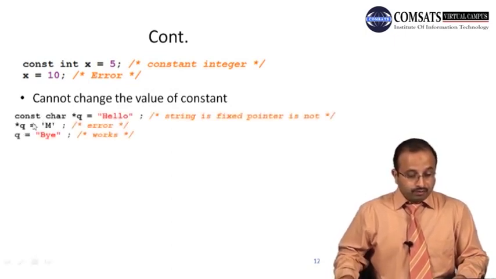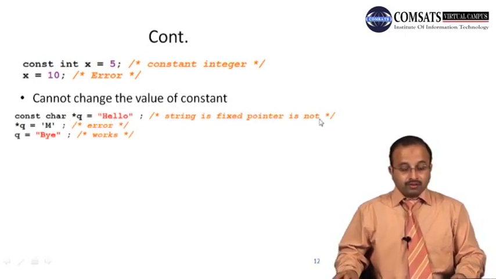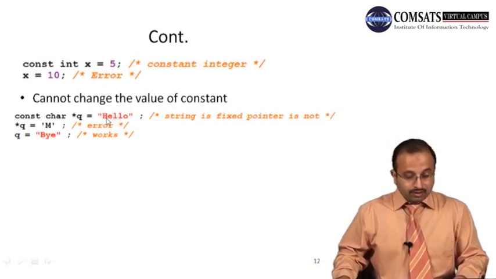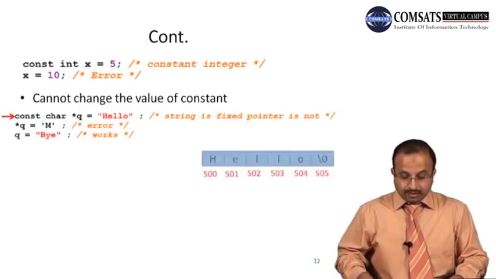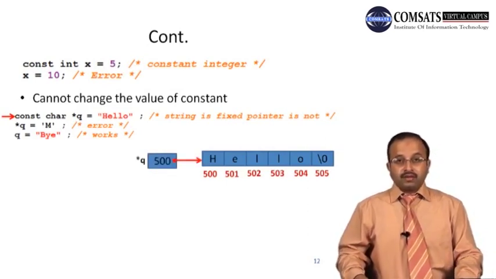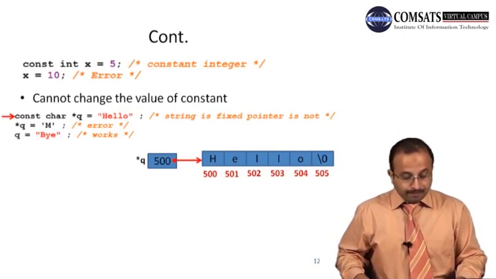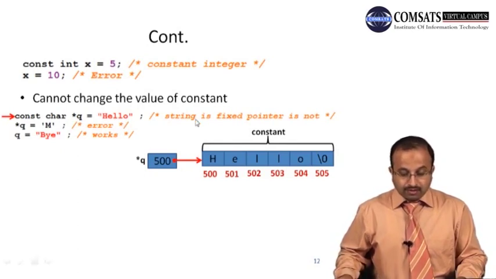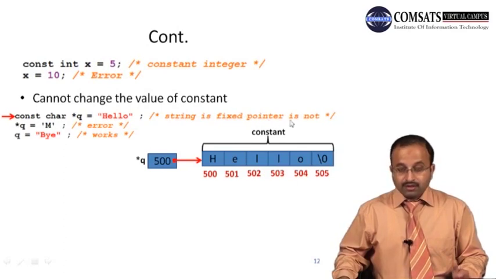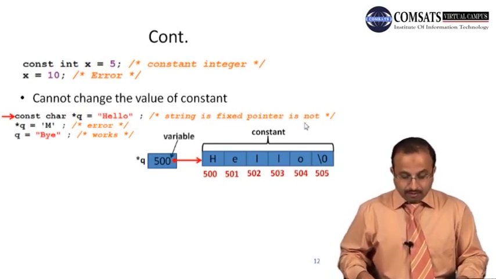Now we have used the word constant: const char static q is equal to "hello". Now in this case the string is fixed and the pointer is not. This means that you cannot change the value of this string. The string "hello" is constant, but the value of the pointer can be changed. If the first statement is executed, memory is allocated for hello and we have a pointer q that points to that memory location जहाँ पर hello लिखा हुआ है. So this is constant. The string is fixed, it is constant, you cannot change the value, but the pointer is a variable.